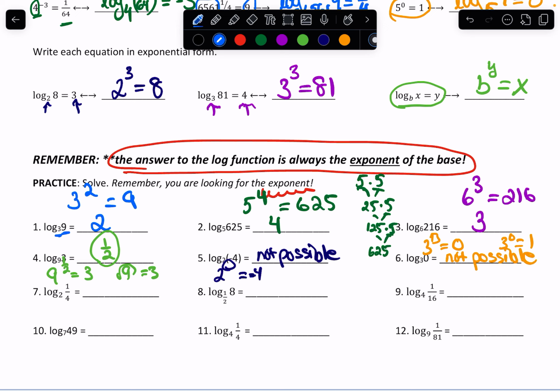All right, next. Again, 2 to what power equals 1/4? Well, it's going to have to be a negative because the answer is 1/4. So 2 to what power equals 4? That would be a 2. So our answer is -2.